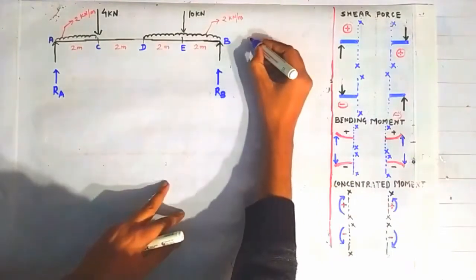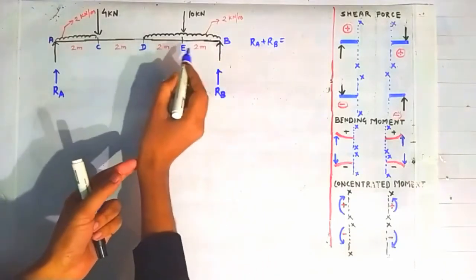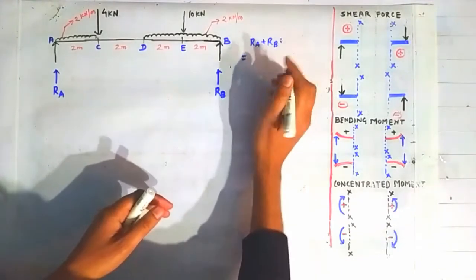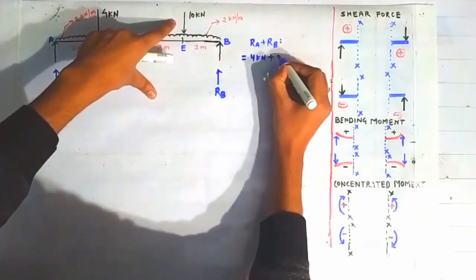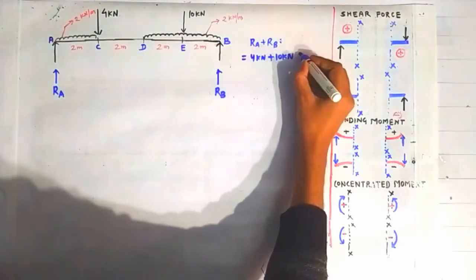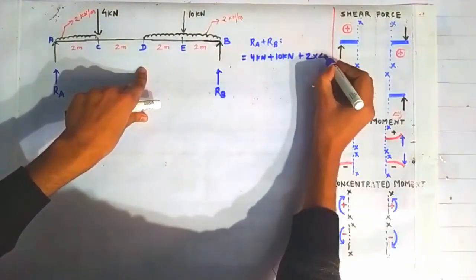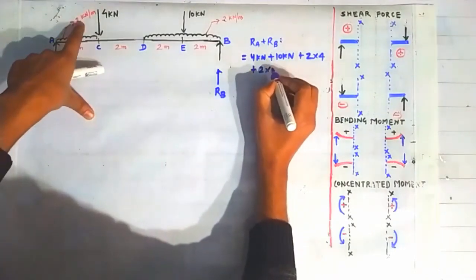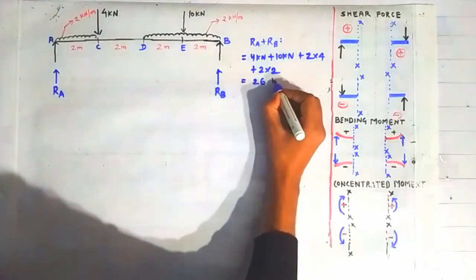We know that RA plus RB is equal to the net vertical load acting over this simply supported beam. The net vertical load will be equal to 4 kilonewton because of this and 10 kilonewton because of this, acting vertically downward. Because of this UDL there will be a load of intensity 2 into the span 2 plus 2, which is equal to 4, and because of this UDL there will be a load of 2 into the span. So it will give us 26 kilonewton.